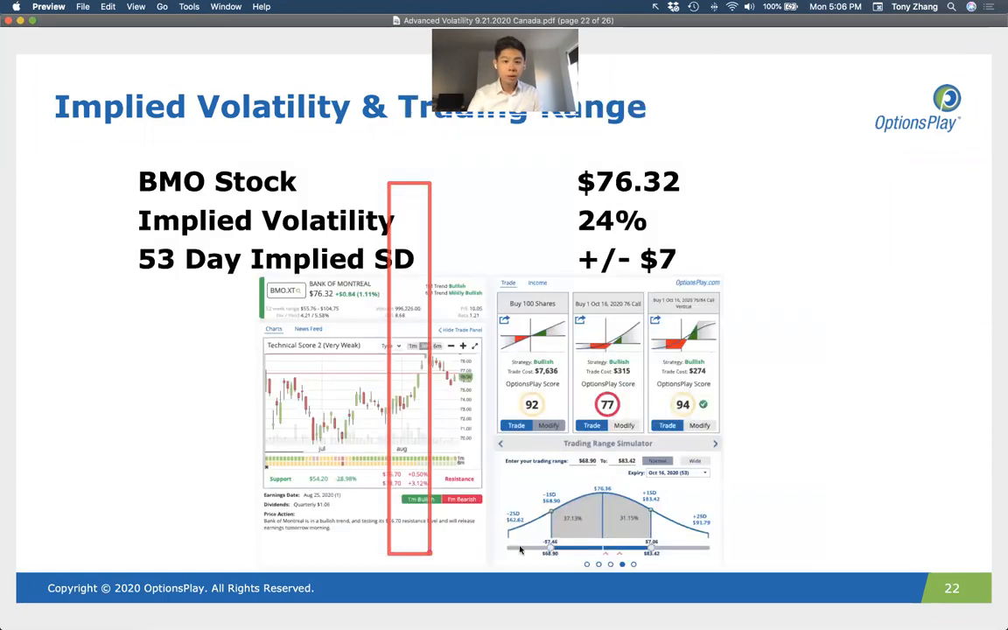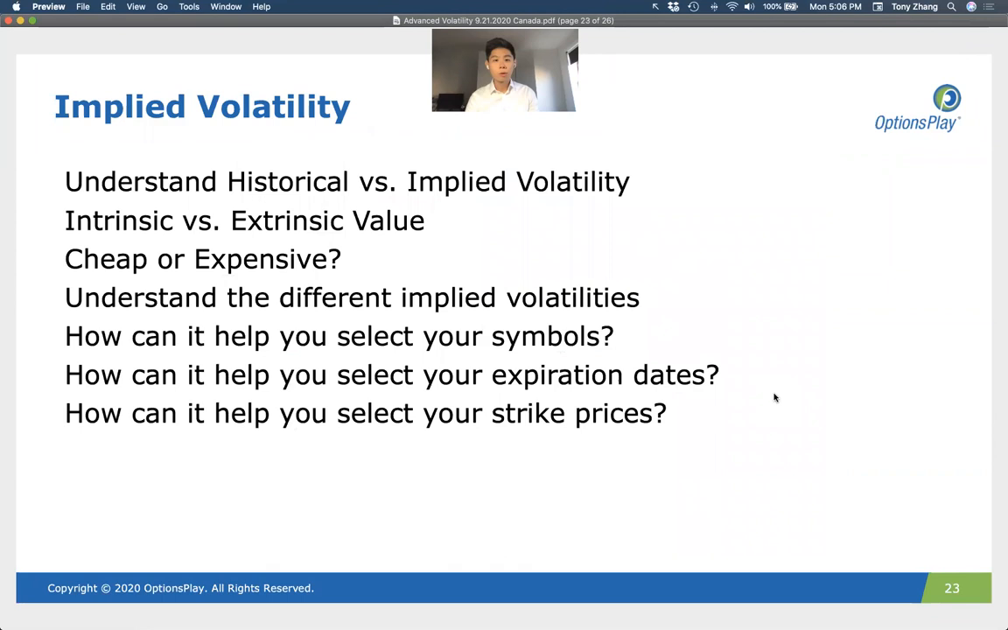So that covers what I wanted to share with you. Just a quick review here. It's important to understand the difference between historical versus implied volatility. Implied volatility is really the one that you want to focus your attention on learning and making sure you have a better understanding. Whenever we talk about an option, it is built on two parts: an intrinsic versus extrinsic value.